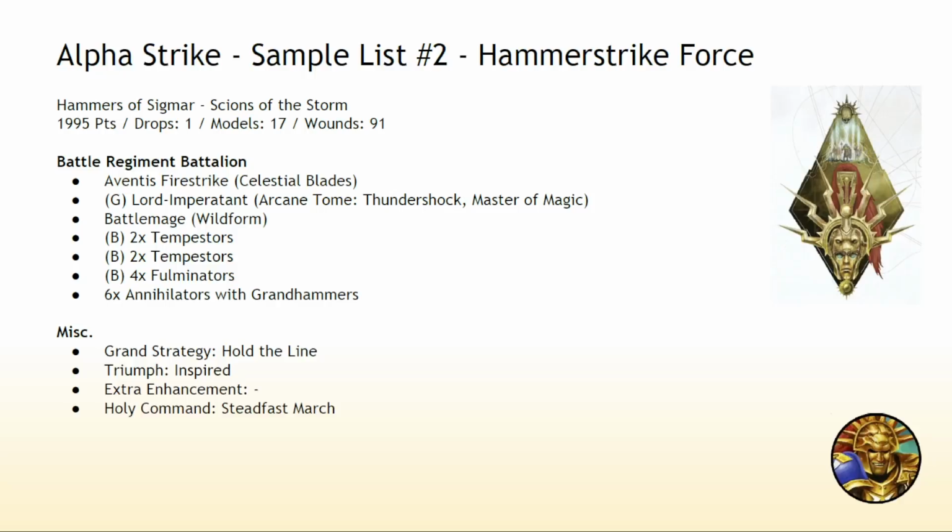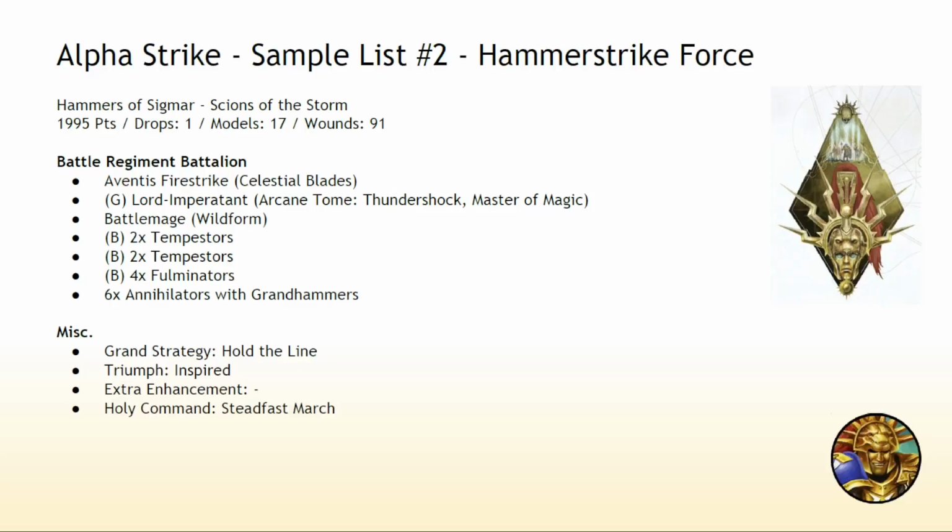Putting all the pieces together, what this list wants to do is buff the Fulminators with Celestial Blades from Aventus, and you want to buff them with Wild Form from the Battle Mage. And then you want to run your Fulminators forward at +2 using Steadfast March, the Holy Command, and then you want to give them a +2 charge, potentially with a reroll. While you're doing that, you want to drop your Annihilators into play alongside the Lord Imperator so that they can get a 7-inch rerollable charge. These 2 units pushing in together are going to be supported by Tempestors moving up and trying to shoot screens out of the way.